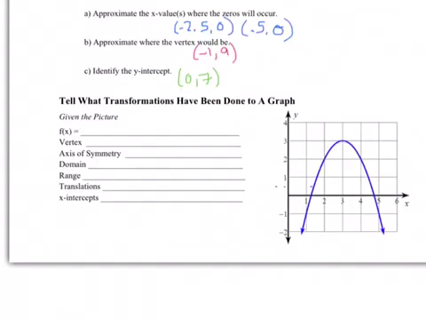The first part is, tell what transformations have been done to a graph. The big thing here is, if I give you a picture of a parabola, you want to identify where the vertex is. So for this one, it looks like the vertex is at (3, 3). And once I have that, everything else is usually pretty easy to find. The axis of symmetry is going to be x equals 3. Domain is always negative infinity to positive infinity. The range goes from negative infinity all the way up to 3.